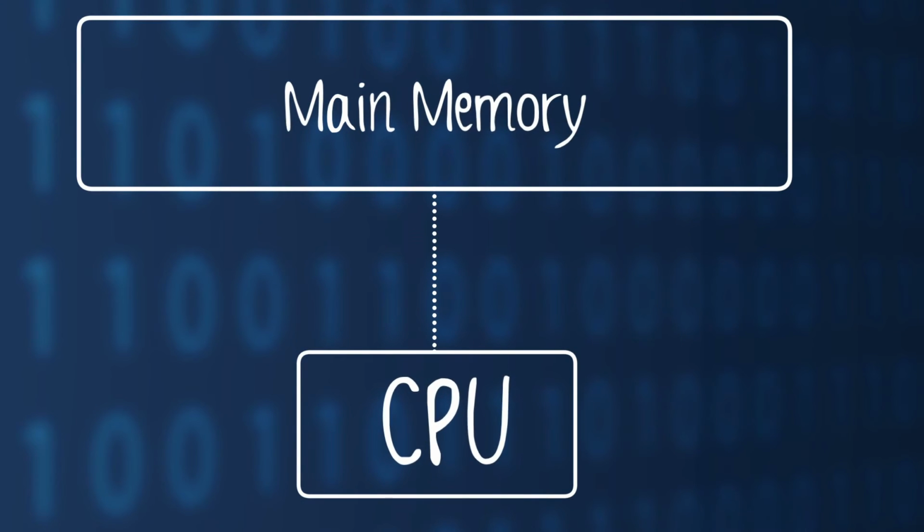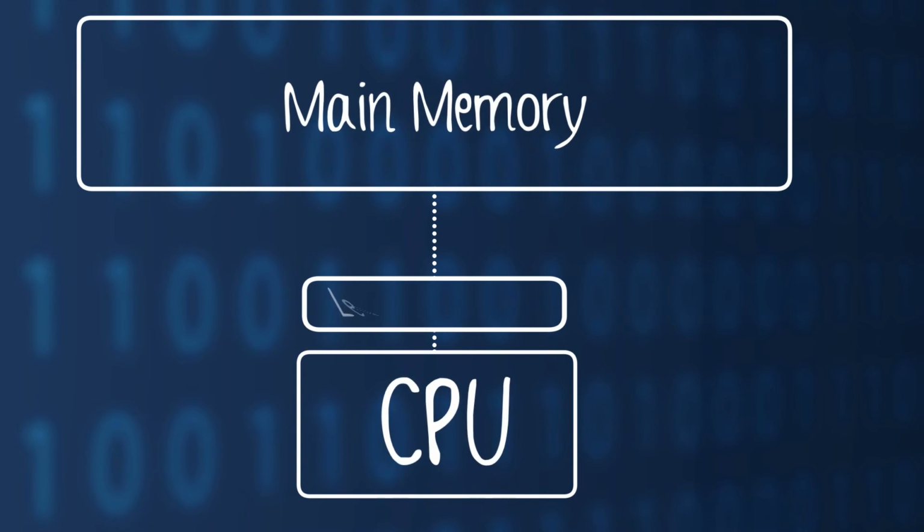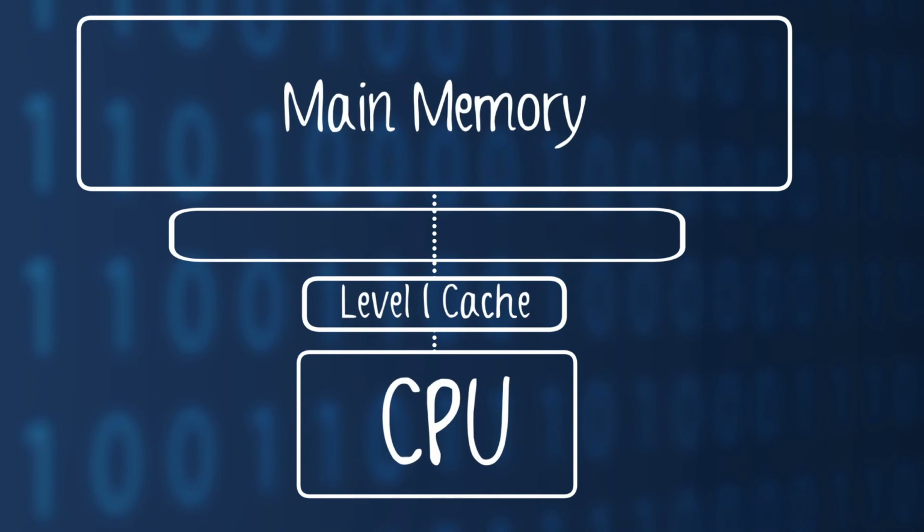The fastest, level 1, is smallest and closest to the CPU. This will store the most frequently accessed data and is checked first. The level 2 cache, which is slower, but still much quicker than the main memory, is bigger and further from the CPU. This will contain the next most frequently accessed data and is checked after the level 1 cache. Some modern processors may have 3 or more levels of cache.